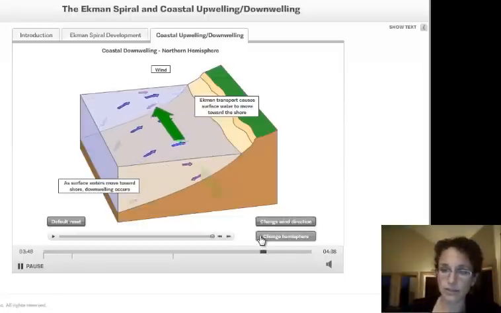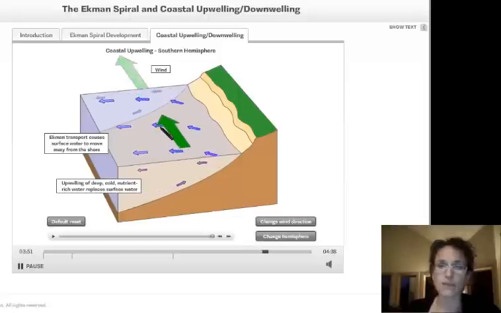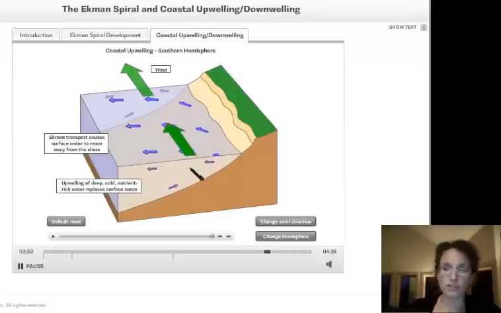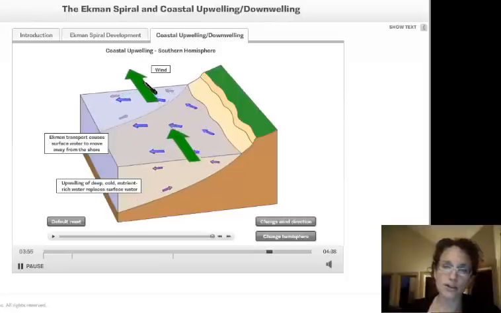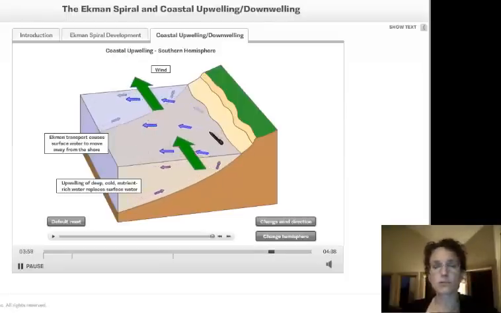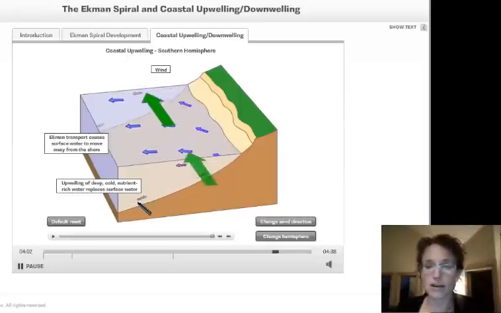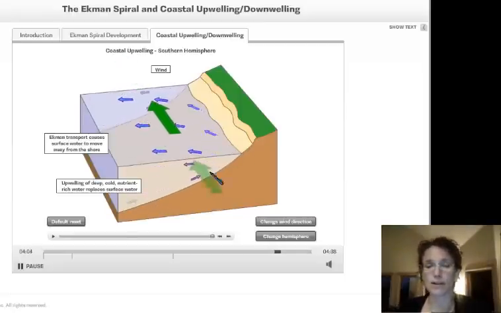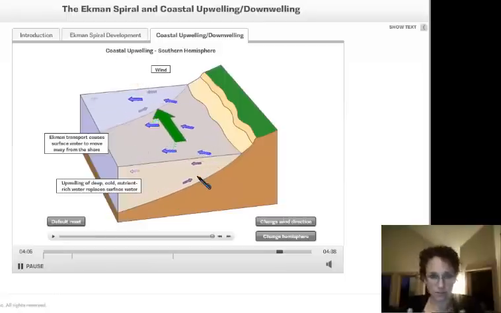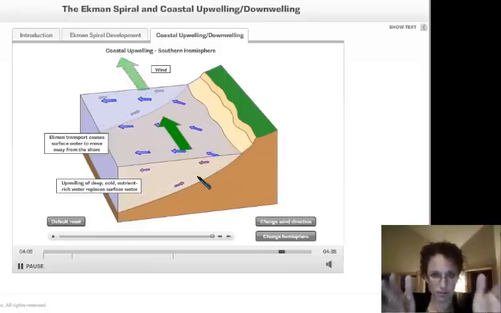And if we switch hemispheres, let's switch hemispheres. So now, if we're in the southern hemisphere, the deflection's to the left. So the green arrow is showing the direction of the wind. The blue arrows are saying the surface water is deflecting to the left, and the purple arrows are showing the fact that now we have upwelling, because the wind is pushing the water to the north.